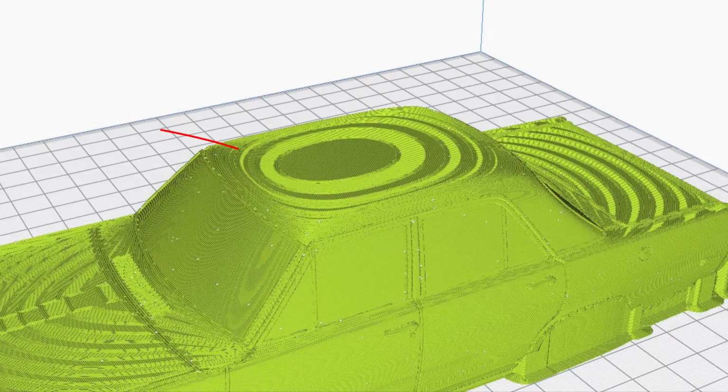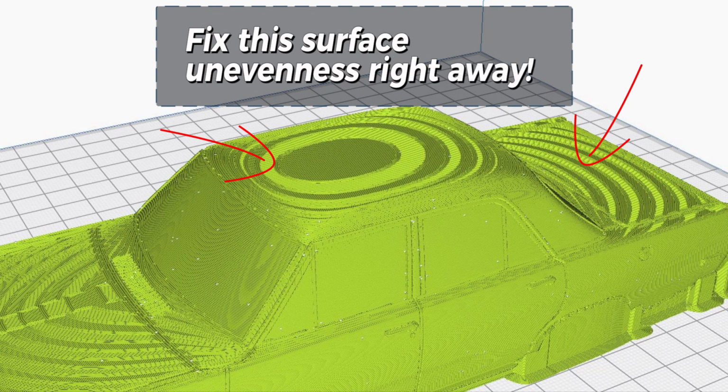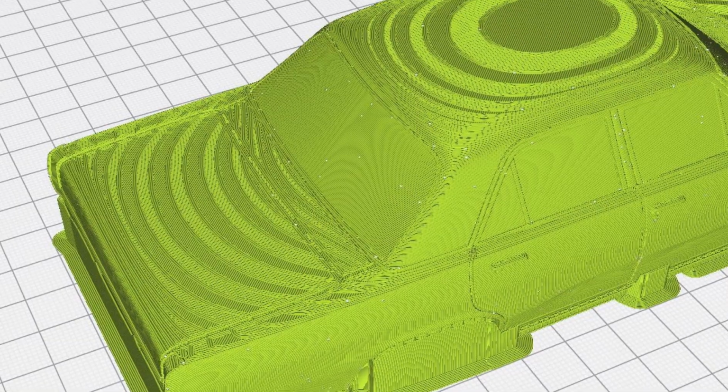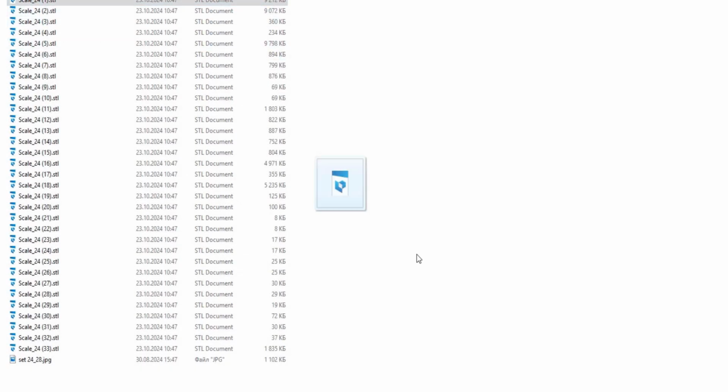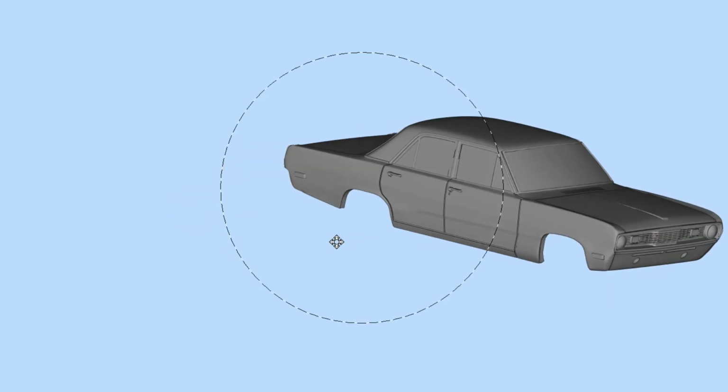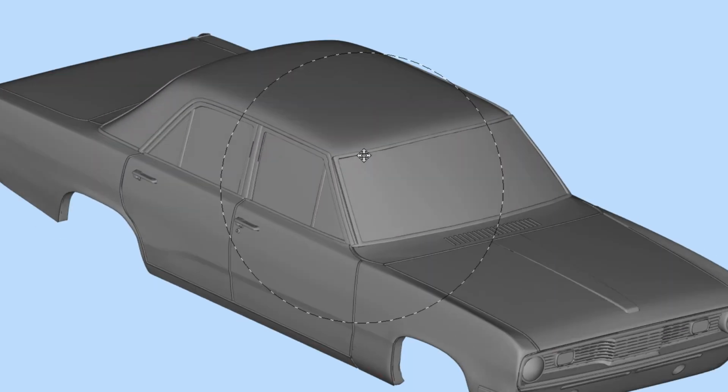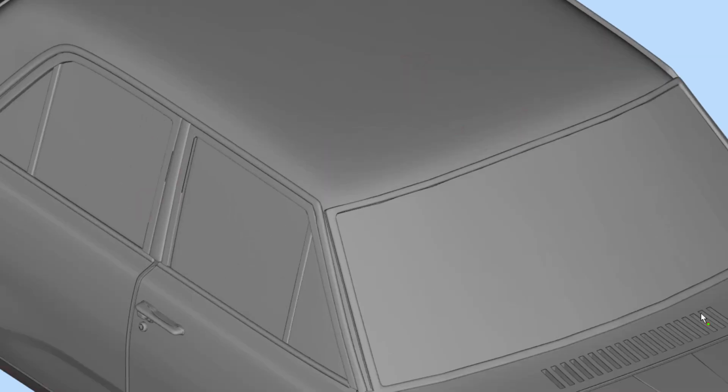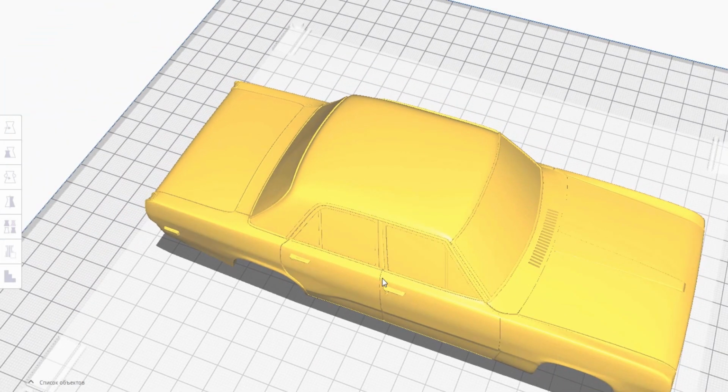Hi everyone. Recently I received an interesting message: fix this surface unevenness right away. Attached was a screenshot from an FDM slicer with my STL file of a car body. After analyzing the situation, I realized that the issue wasn't with the file itself, but rather with certain printing characteristics. Let's look into why the surface appears uneven.